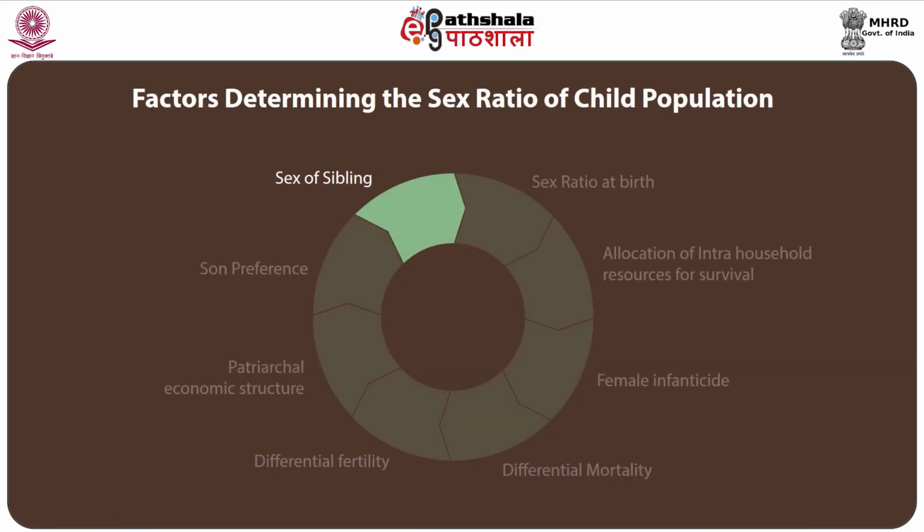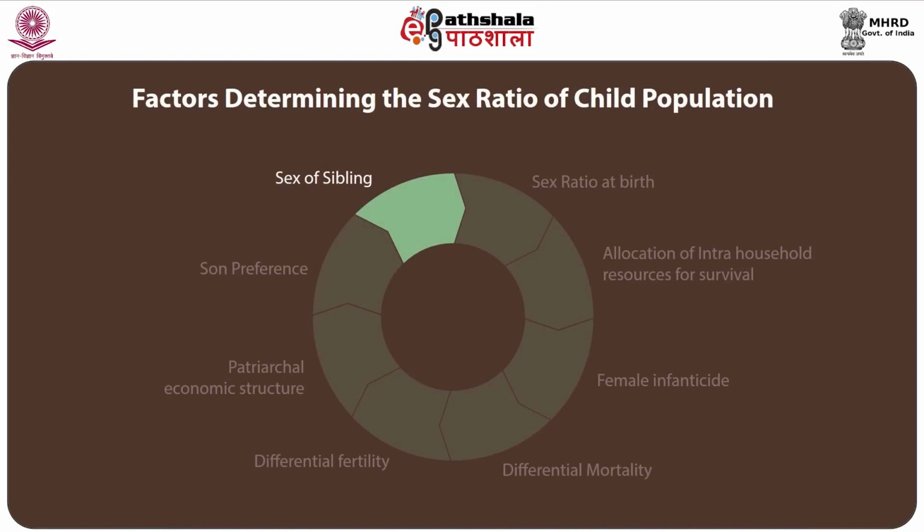It was also pointed out that the sex of the sibling, which is very close to the son preference, has a very serious impact on the child sex ratio, because for a couple, if the first order and the second order birth are females, naturally they have a strong desire to get a male birth in the subsequent order of birth. Because of this, the siblings' sex has a very serious impact on determining the subsequent sex of the child.